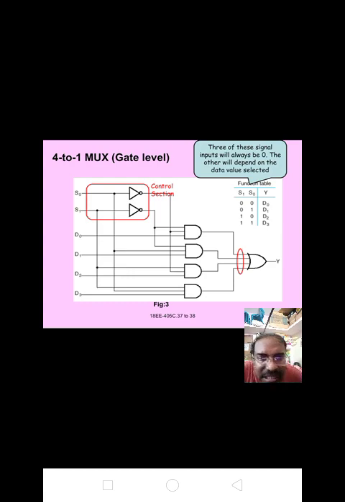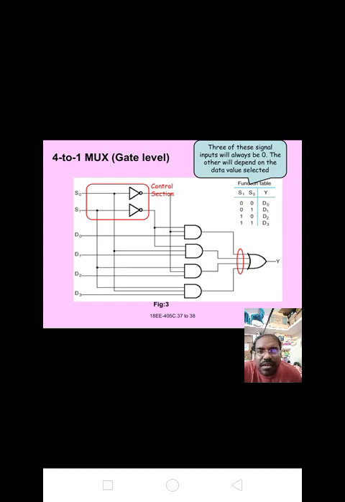Here for the first AND gate we are giving S1 bar, S0 bar and D0. For the second, S1 bar, S0 and D1. For the third one, S1, S0 bar, D2. For the fourth one, S1, S0, D3.